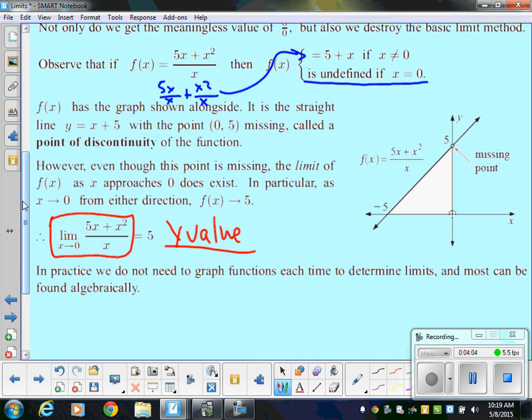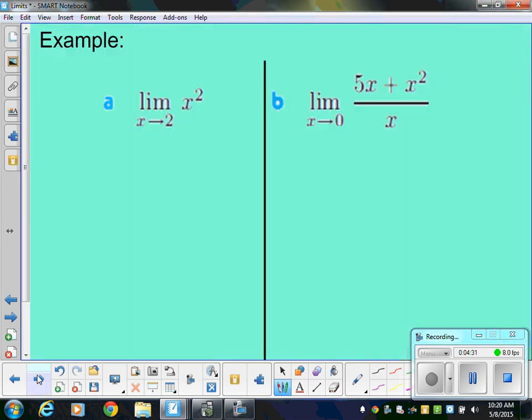As I move along this graph, as I approach 0 from both directions, I'm noticing that it approaches that specific value of y equals 5. And that is what our limit is. A limit is the y value of whatever this is approaching at a certain point. It's really just the y value. Now that's an informal definition of a limit. We'll get to a more formal definition of a limit next year.